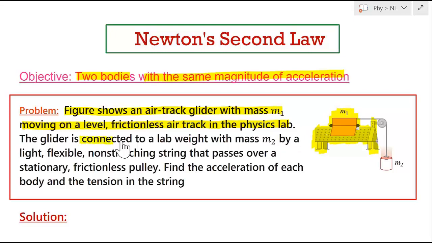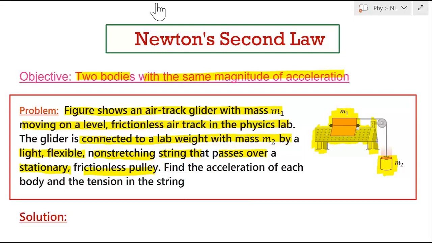The glider is connected to a lab weight with mass m2 by a light, flexible, non-stretching string that passes over a stationary frictionless pulley. So this glider is connected to mass m2. This is kept in the lab. So this weight is kept in the lab.